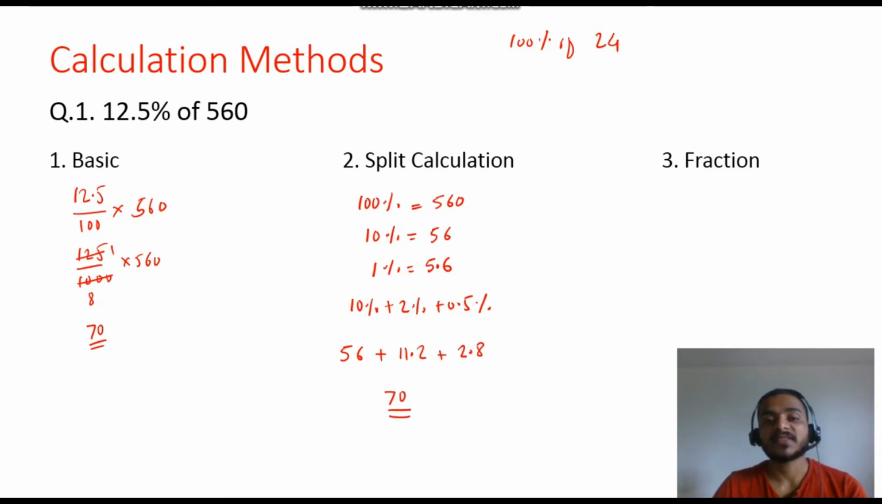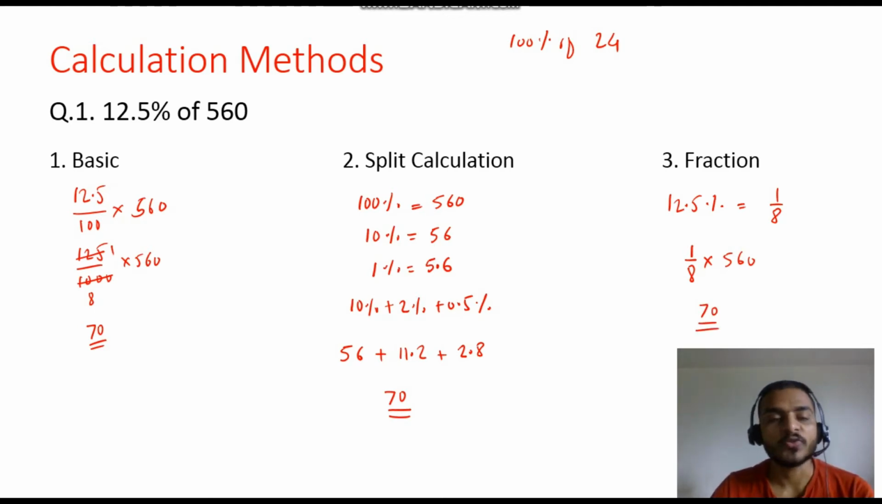I'm not saying that this is the smartest one or the shortest one, but I'm just giving you the different methods. The usage of the methods will depend on the type of question that you encounter. The third method is the fraction method, wherein you should know the fraction in the beginning. If you know 12.5% is also equal to 1 by 8 in terms of fraction, then this question becomes a matter of 2 seconds, because 12.5% means 1 by 8 of 560, and that is nothing but 70. So the fraction method for this given question is the fastest one to go for, right?